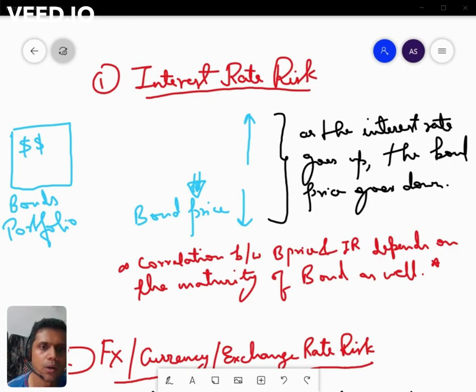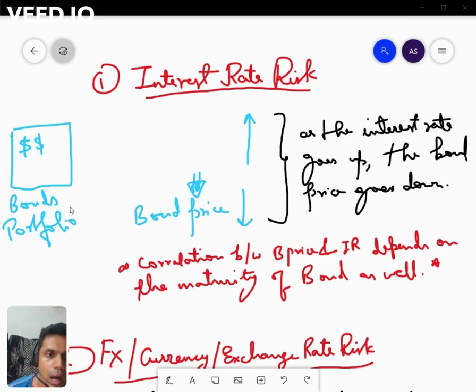To put it in simpler terms, let's say you have corporate bonds in your portfolio. The price of the bond demonstrates an inverse relationship with the interest rate, which means as the interest rate goes up, the bond price will go down, and vice versa. Now, if the value of the bond decreases, obviously your investment portfolio will start losing its value.